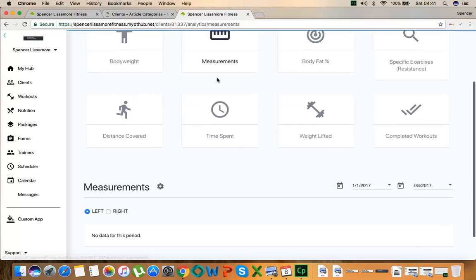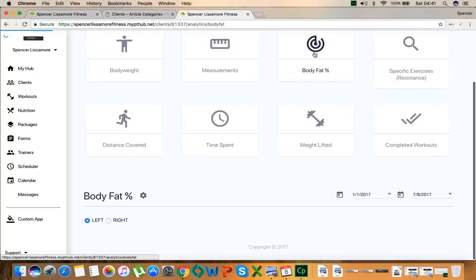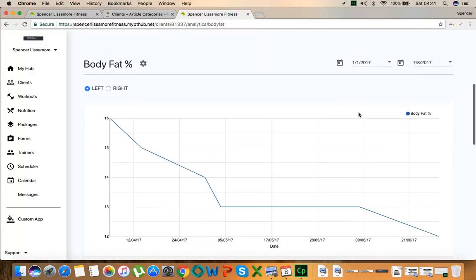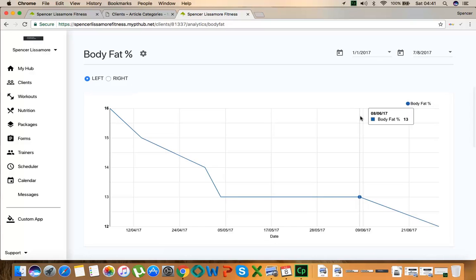Measurements. Let's go into body fat. I want to look at body fat. Now that's kept the 1st of January 2017. Sun's coming up. Nice. Very nice. Okay, sorry. Yeah, body fat percentage, as you can see in the legend.